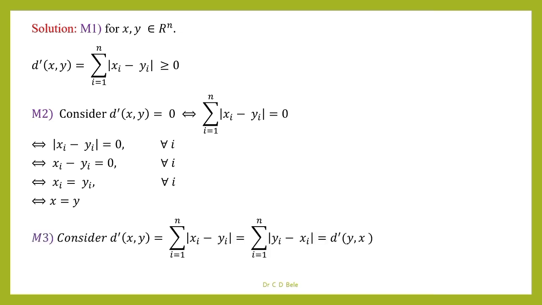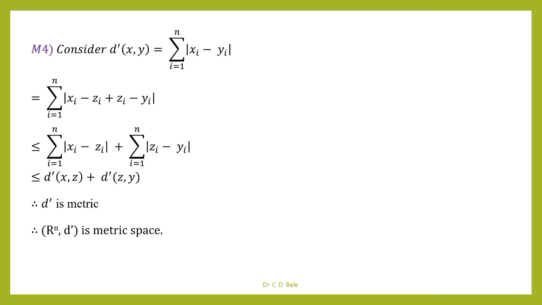Now symmetry, consider d'(x,y). By definition of d'(x,y), putting the value here, and in place of the absolute value of xi minus yi, by the property of absolute value take the absolute value of yi minus xi, so that the value is not changed. So that is equal to d'(y,x) by definition of d', and therefore we get d'(x,y) equal to d'(y,x), and therefore d' satisfies the symmetry.